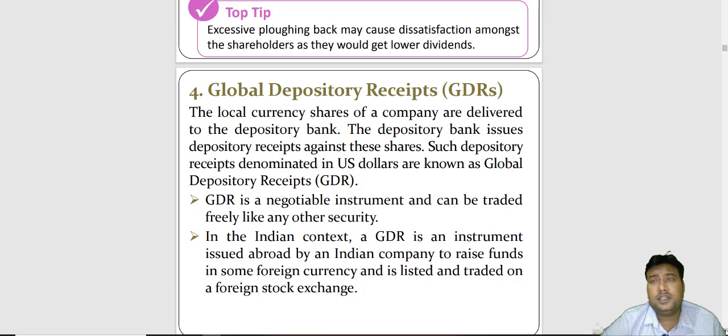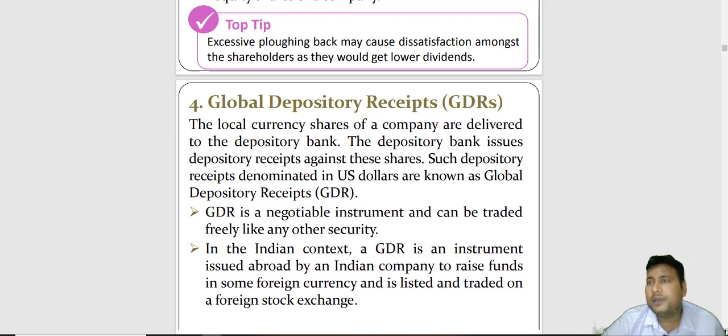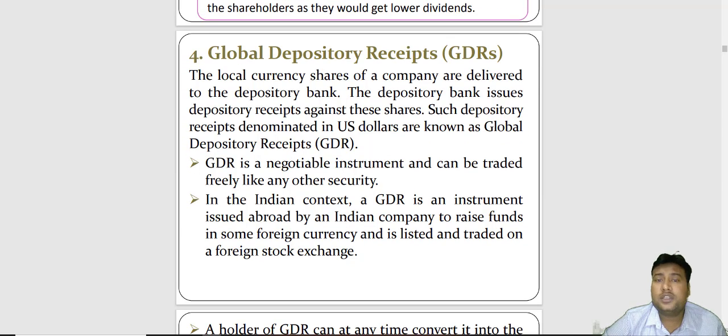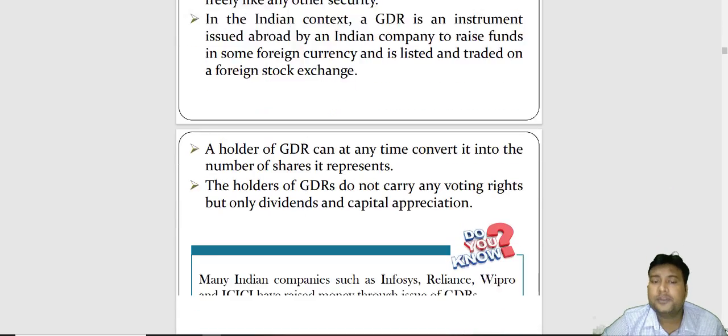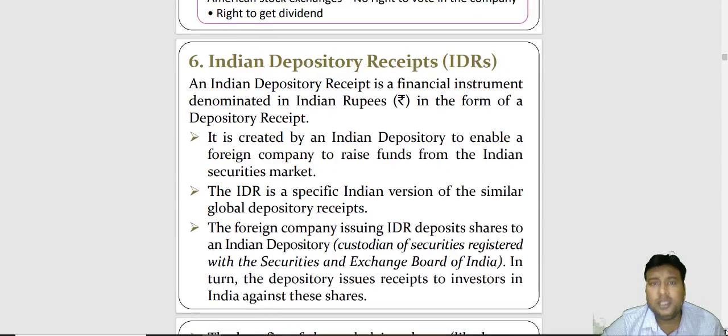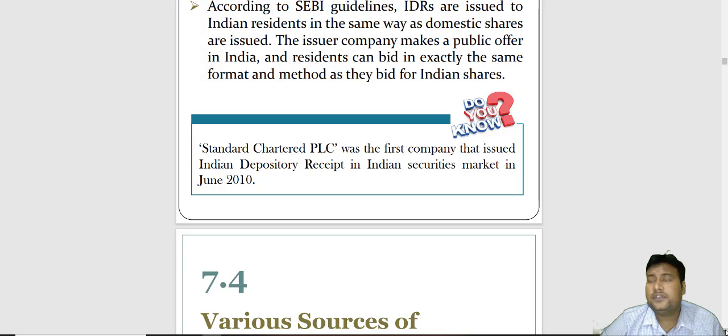Okay, global depository receipt is open for all globally. The money in which the global depository receipt is issued is the US dollar. American depository receipt is also a form of owner's fund, but it is only for American citizens, available in the American market. Similarly, we have Indian depository receipt also, which is available for Indian citizens, and a foreign company can arrange funds from Indian depository receipt but in Indian rupees. The first company which issued the IDR in India is Standard Chartered PLC.